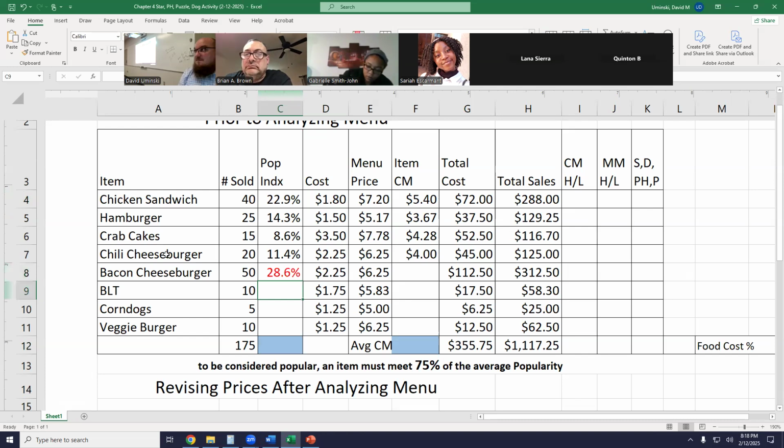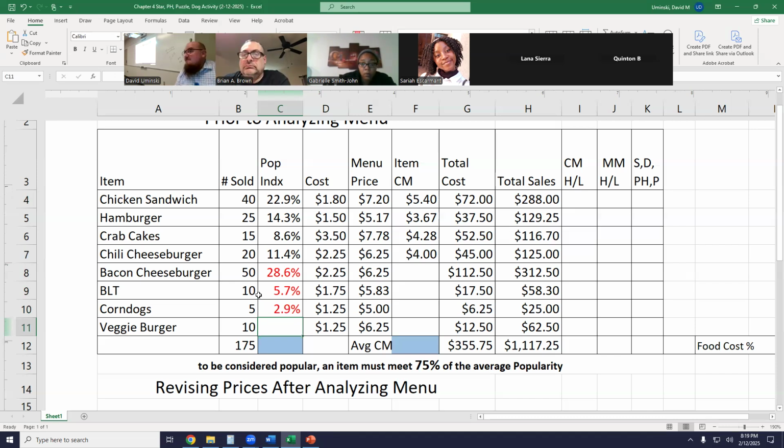28.6%. Okay, so again, we're going to divide each one of these individual items. We're going to divide 10 by 175. So for those of you who are on Zoom, just watch, and those of you here as well, just watch me as I'm typing in 5 divided by 175, and I get 2.9%. So Excel is doing the math for me.